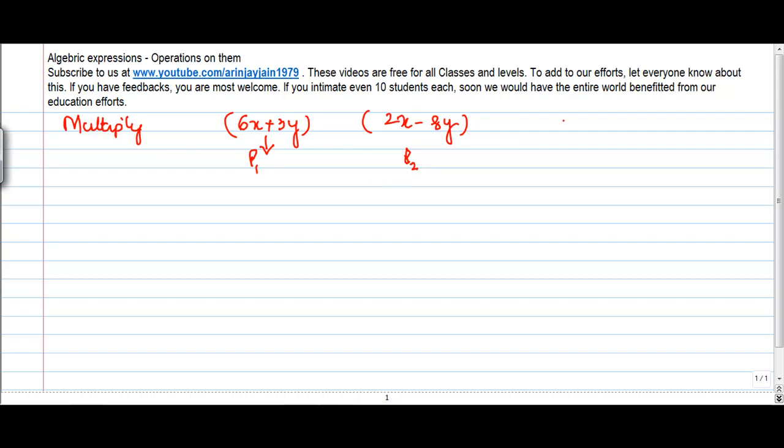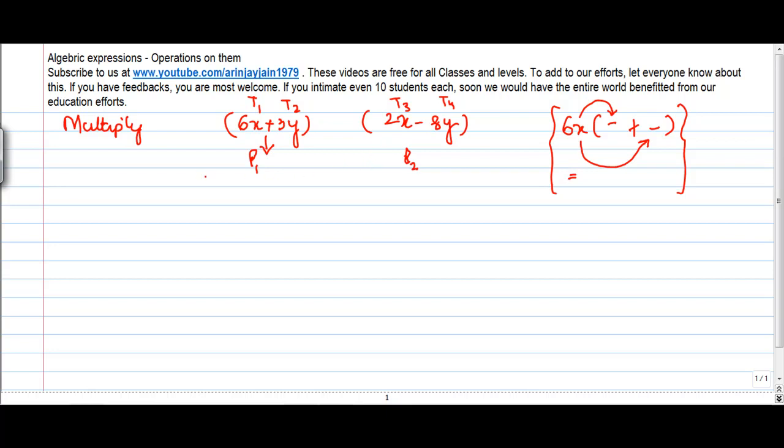Until now, what I saw was a monomial, let's say 6x, and then a polynomial. So I multiplied this by this, I multiplied this by this, and whatever was the result was my solution. In case you have two polynomials, let's say this is t1, this is t2, this is t3, this is t4.